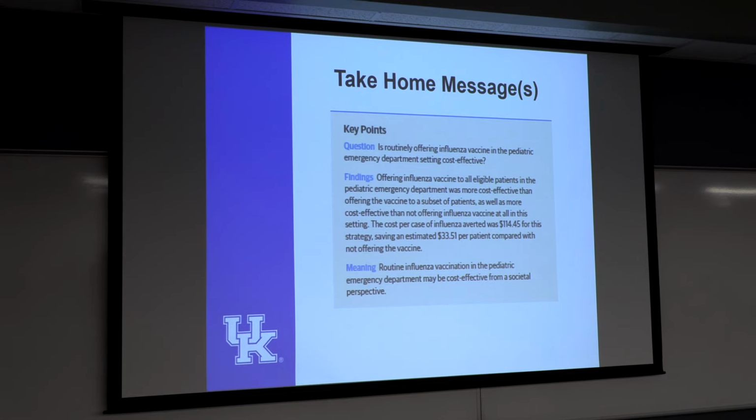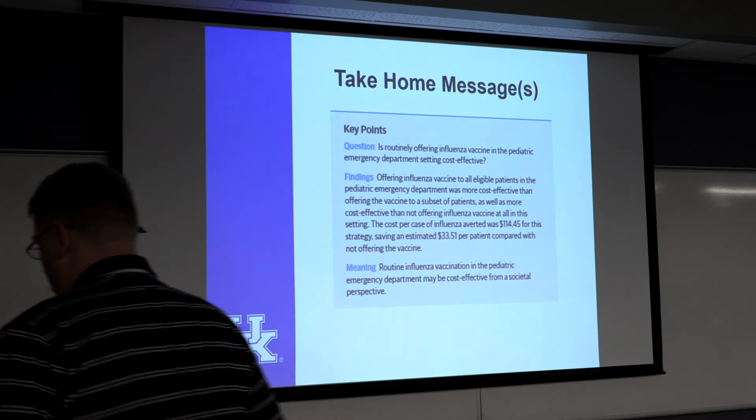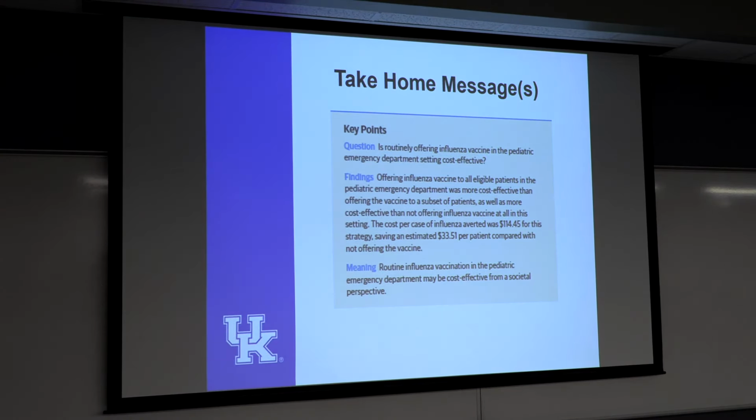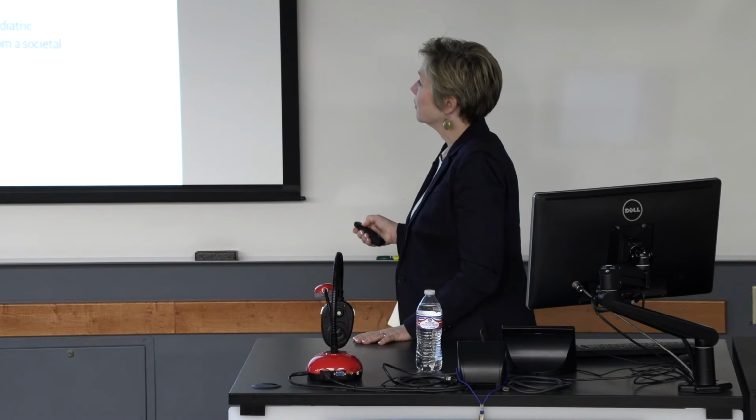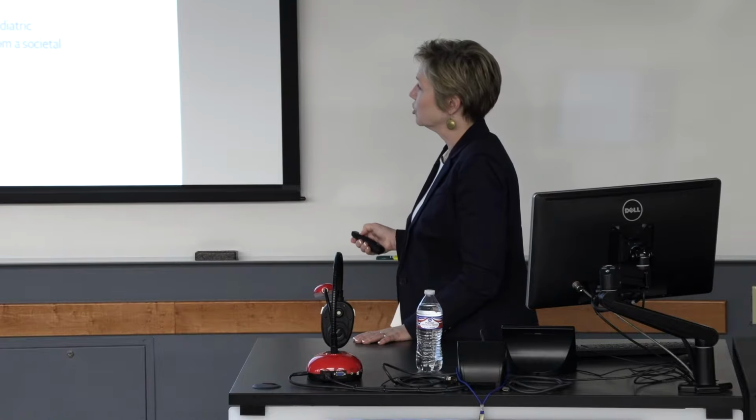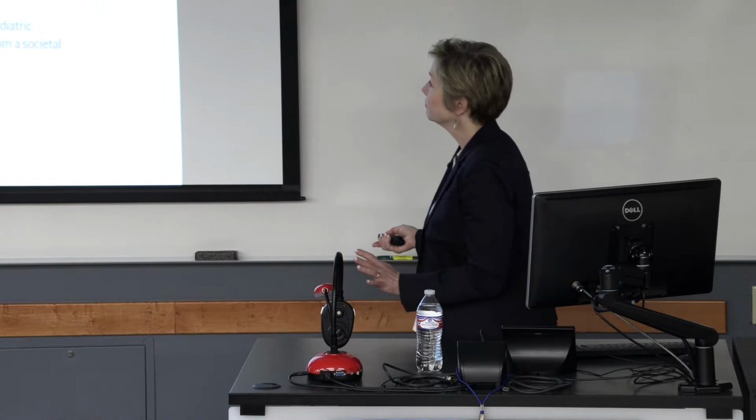So this is their take-home message. They got all this data, they put it in the tree, and they found that offering the vaccine to all patients was more cost-effective. In this case, they did not do QALYs, they did cost per influenza case averted. So they included the cost of the vaccine, the cost of the complications, and all the probabilities. They found that the cost was $114.45 for that strategy, and that was $33.51 less than any other strategy. So they say that routine influenza vaccine in the pediatric ED would be cost effective from a societal perspective.